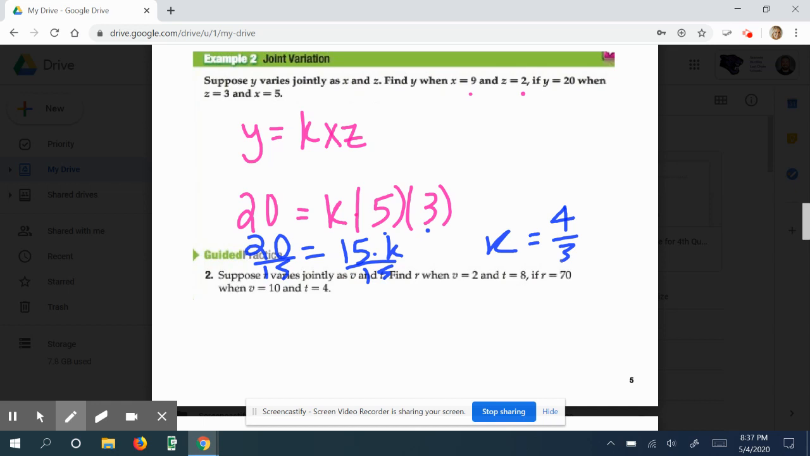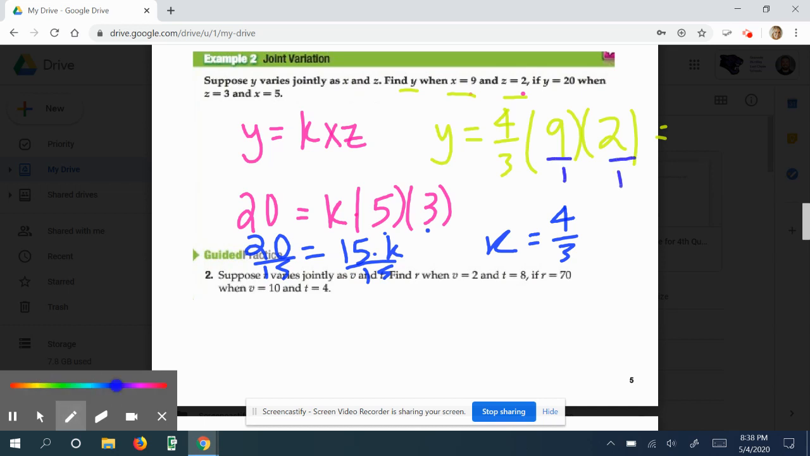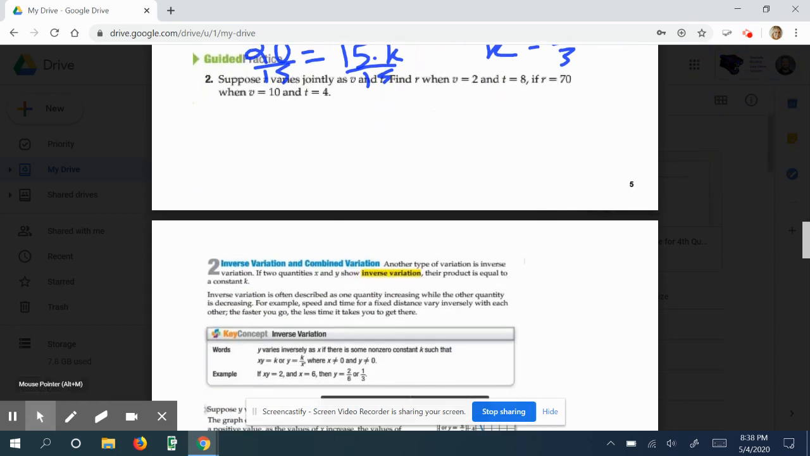You find that k is equal to, well, if you reduce that, that's 4/3, right? So k is 4/3. So now it says find y when x is 9 and z is 2. So we'd say y is equal to, we know k is 4/3, we know that x is 9, and we know that z is 2. And so I multiply all those. Okay, remember, if you're multiplying fractions, you think of them over 1, right? So 4 times 9 is 36, times 2 is 72, over 3 times 1 is 3, and 72 over 3 turns into 24. So what's our value of y? It's 24. Okay, here's a guided practice problem, and it says, suppose r varies jointly as v and t. Find r when v is 2, t is 8, if when r is 70, v is 10 and t is 4. So you try that one now.